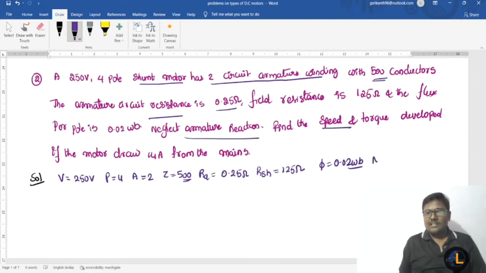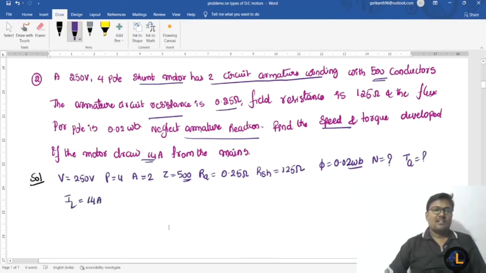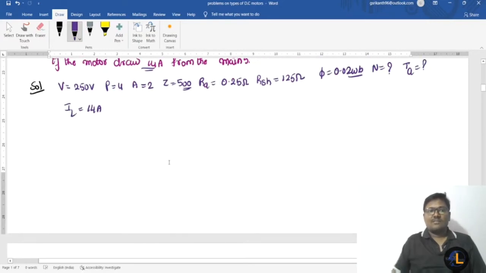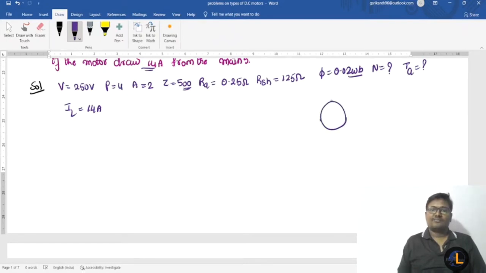Find the speed. Speed is equal to how much? The speed of the armature is how much, and the armature torque is also how much. And the motor draws a line current of 14 amperes. See, it is clearly mentioned that a motor draws 14 amperes from the mains. So again you should draw the diagram of a DC shunt motor.